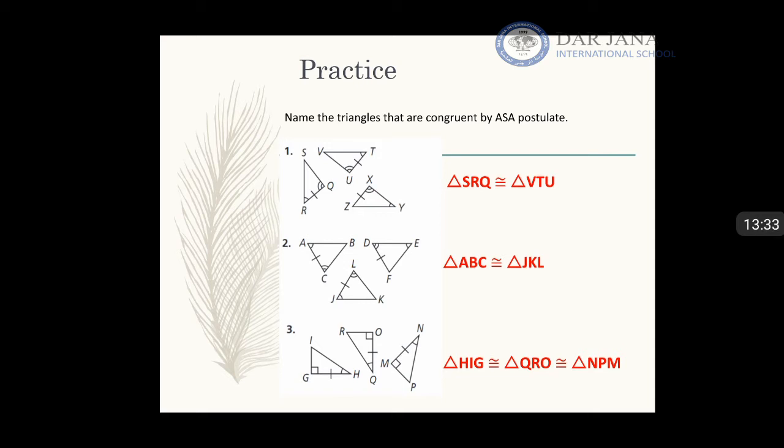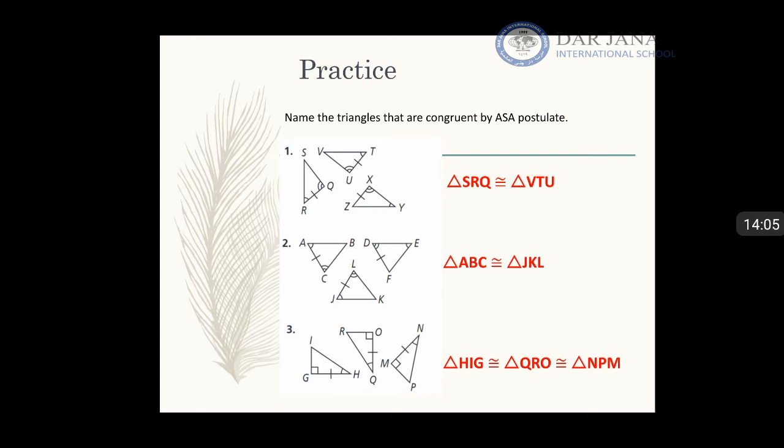Let's take the triangle ABC as the first triangle. Let's consider JKL as the second triangle, and let's consider EFD as the third. Let's first check the angles. We have angle A congruent to angle J, congruent to angle E. Also angle C congruent to angle L, congruent to angle D. So we have two angles in the first triangle congruent to two angles in the second triangle, that are also congruent to two consecutive angles in the third triangle. So let's check the sides now.